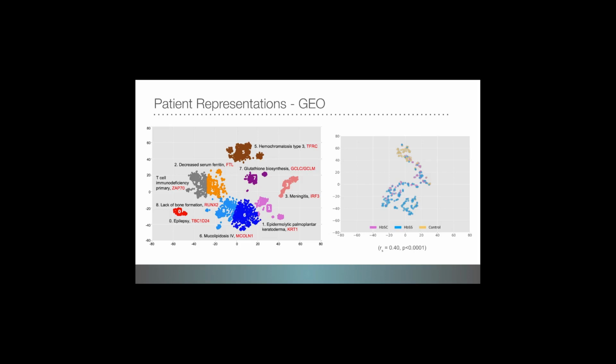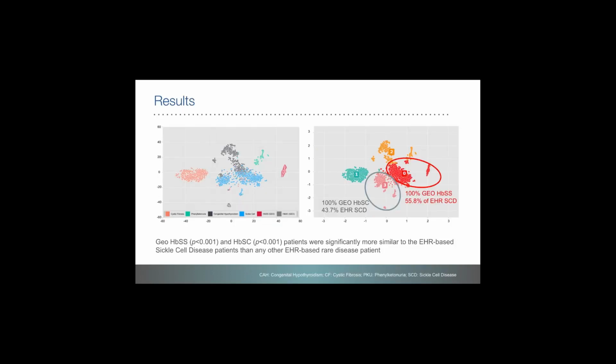And why this matters is that if we map the patients onto their genes in the knowledge graph, we can map our clinical patients onto the knowledge graph, and we can put both of these patients in the same space. The t-SNE plot shown on this slide represents a dimensionality-reduced view of the patient representations, colored by rare disease type, where GEO patients are shown using red and gray triangles. Patient similarity analyses confirmed that the GEO patients were significantly more similar to the EHR-based sickle cell disease patients than the other EHR-based rare disease patients.